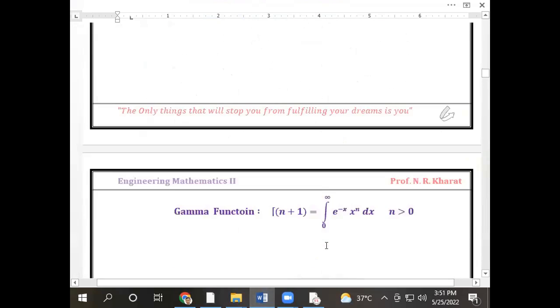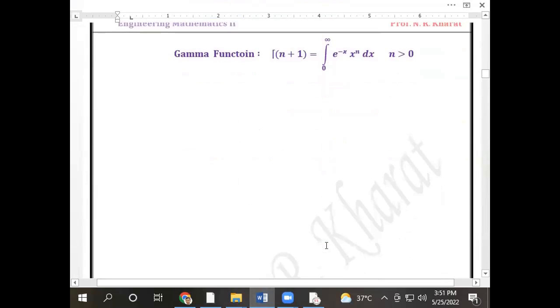Last lecture we already saw the definition of the gamma function. So we know the value of the integration from 0 to infinity of e raised to minus x, x raised to n dx is gamma of n plus 1, where n is greater than 0. This is the definition of the gamma function.